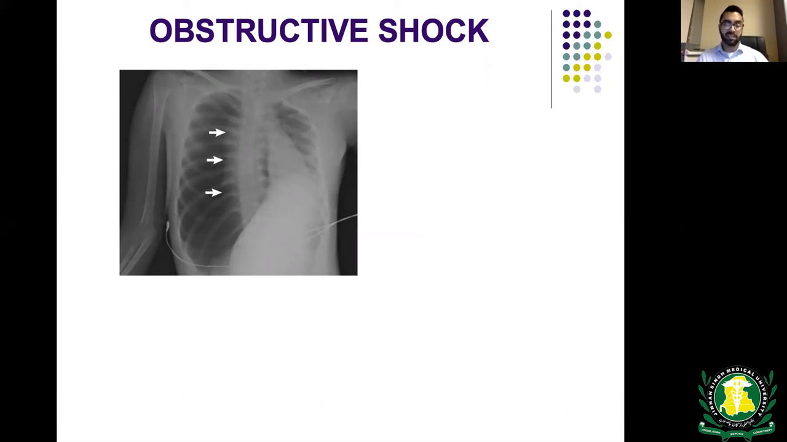So if you ever see it in your clinical experience, you know that you need to act immediately. And the treatment for this is chest tube. This is tension pneumothorax. You can clearly see the mediastinum is shifted to the left, and the pressure is building up on the right chest, which needs to be relieved immediately.